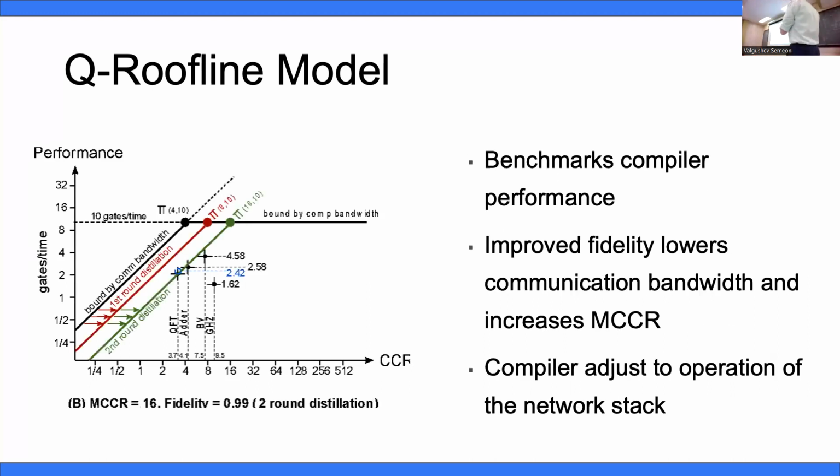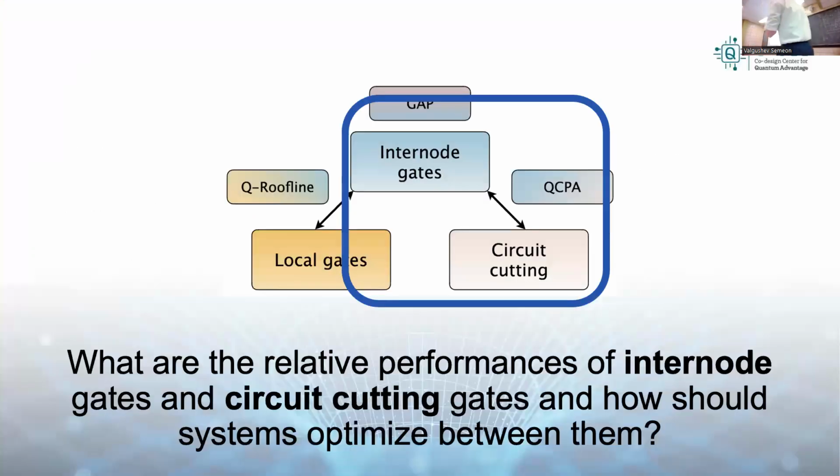And as my hardware performance and my network operation change, as I do more distillation, that ideal exchange rate changes. And now I have a nice tool to guide my compiler on how it should be optimizing the systems. So this is the quantum roofline model. Let me then zoom in one more time. So we saw this connection. Now I want to do this last connection.